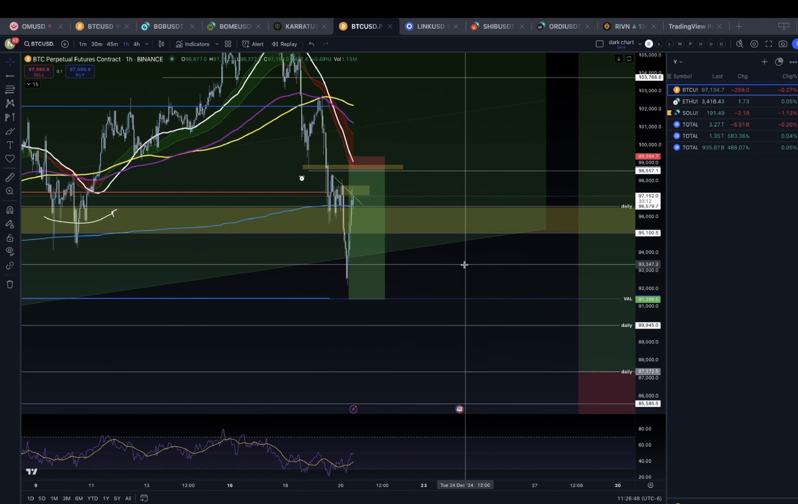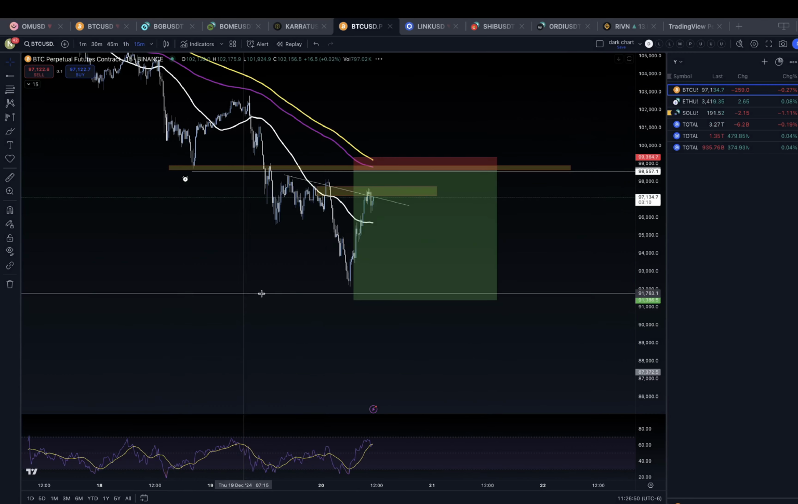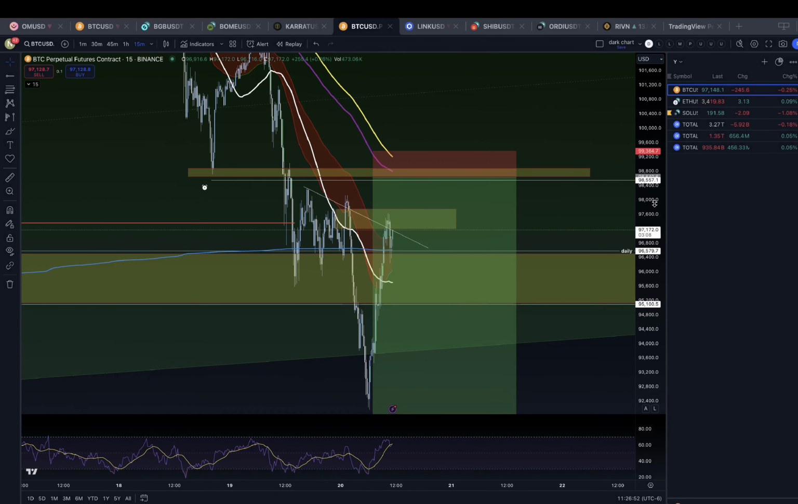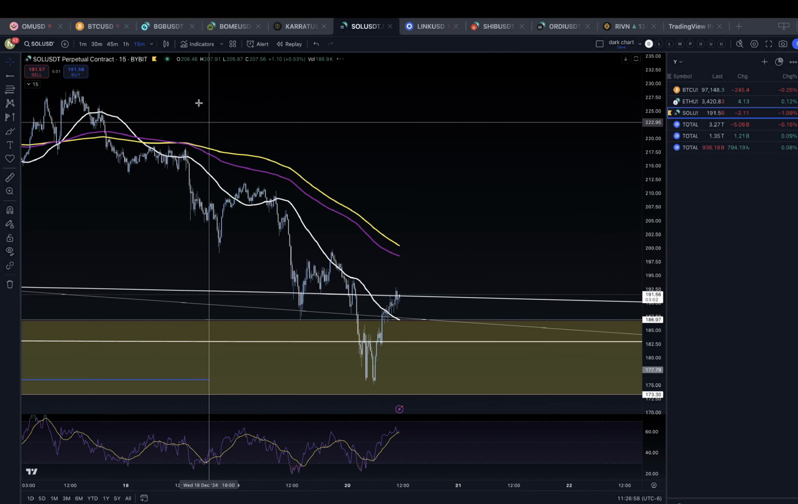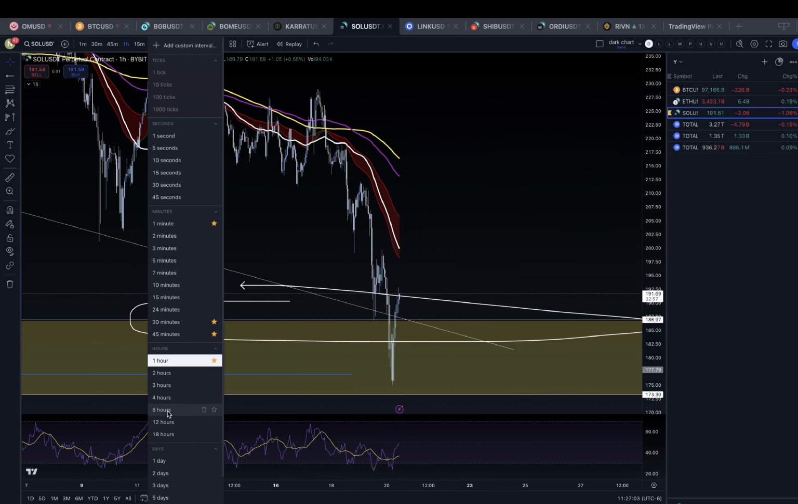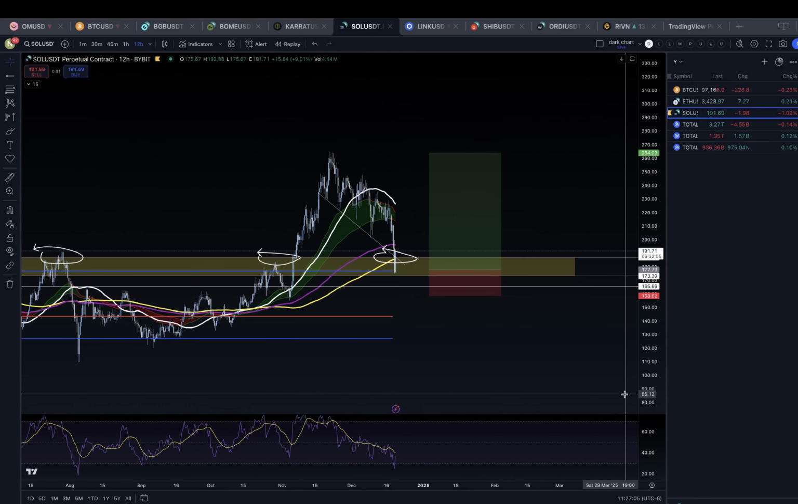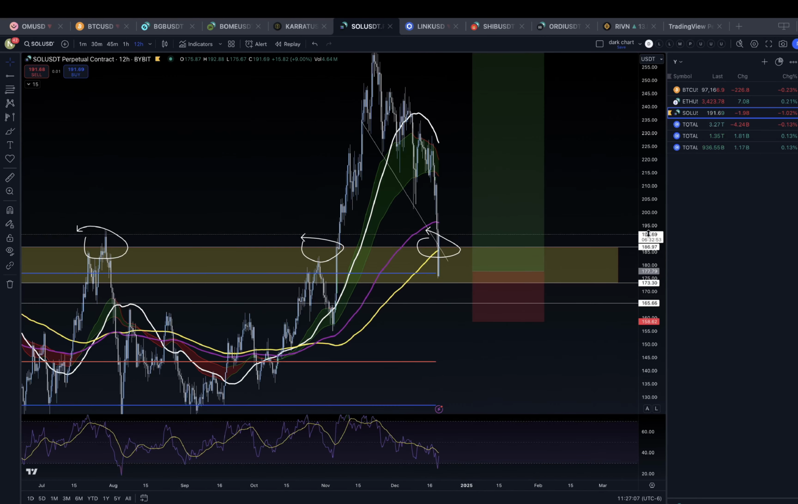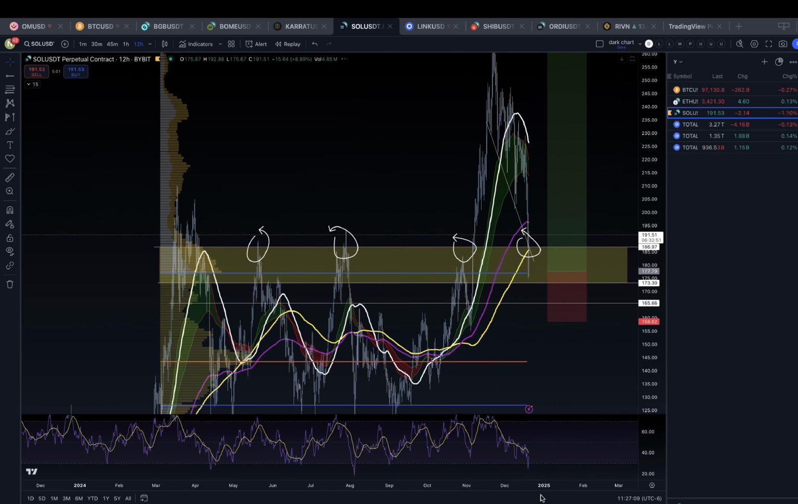BTC's going for it again. Do you see why I didn't really take this short already though, guys? This is so far showing strength for now. And Solana here, perfect bounce off of this value area high.